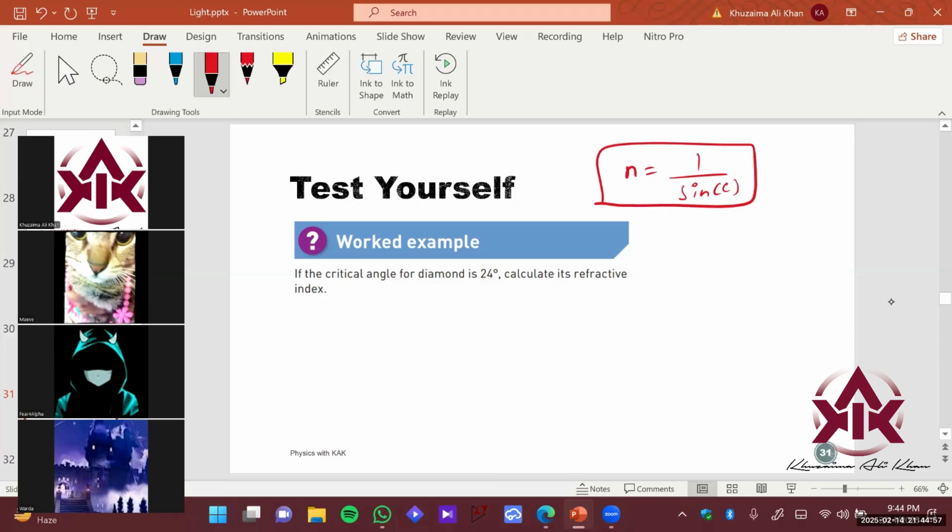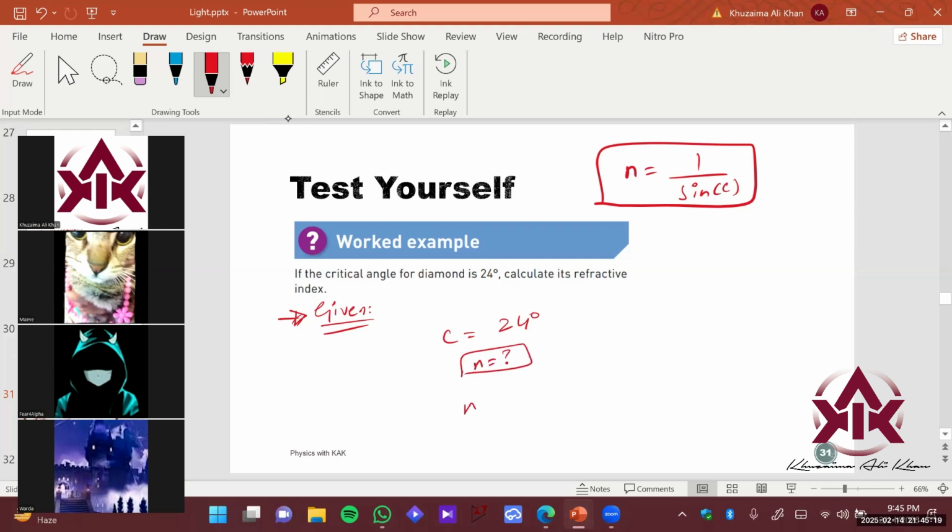Okay, so let's start solving it out. I hope you're almost there. You can confirm your answers while solving it out, right? So always when you start solving a question, always write down the data, what is given to you. You're given the following things. That is, you have the critical angle, that is 24 degrees, right? You want to find out the refractive index of diamond, right?